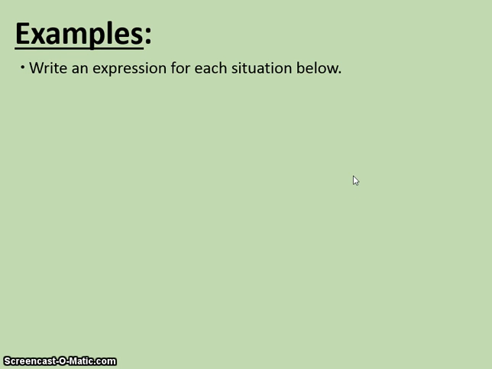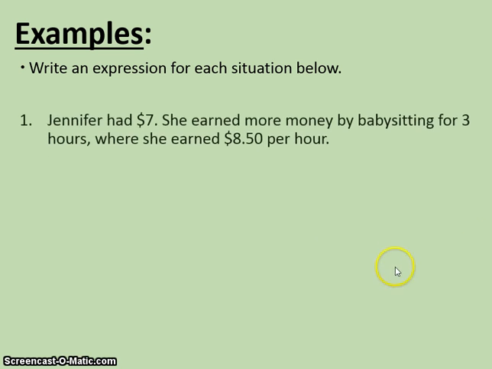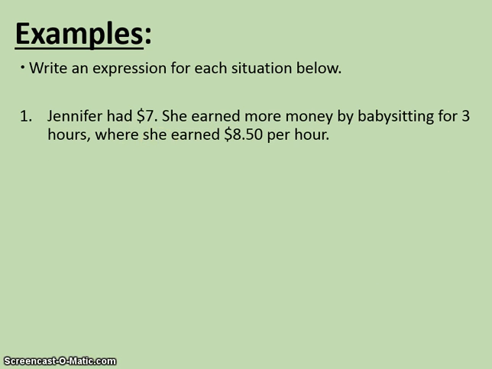So let's look at some examples and write an expression for each situation below. Number 1. Jennifer had $7. She earned more money by babysitting for 3 hours, where she earned $8.50 per hour. Now let's look at this. She had $7. That means that's a starting value. So our expression is going to start with 7.